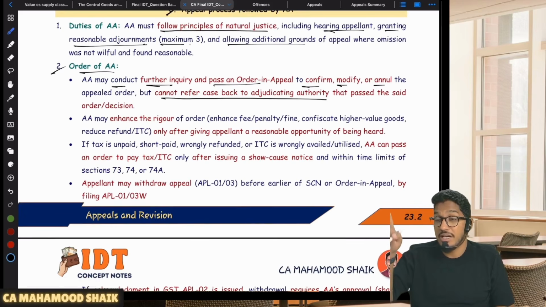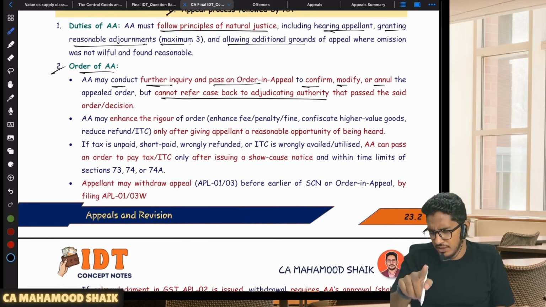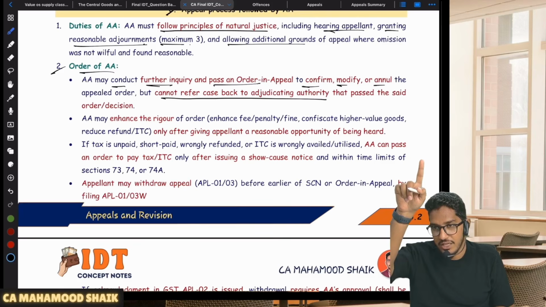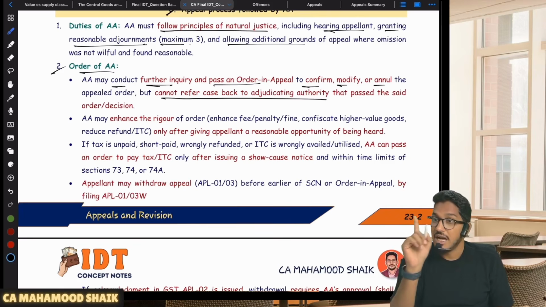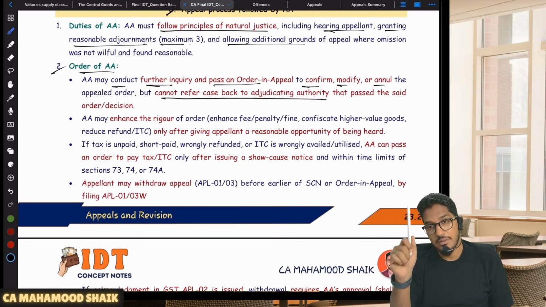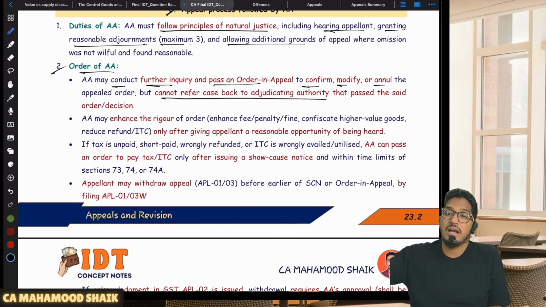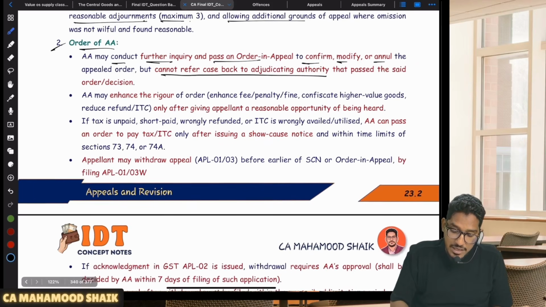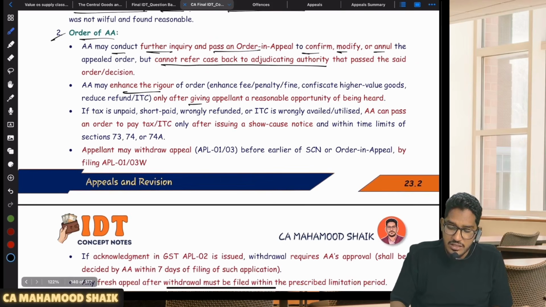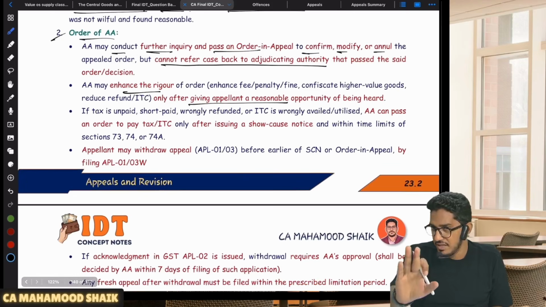Appellate authority can do this, appellate tribunal can do that. Appellate authority can't refer the case back to the adjudicating authority or revisional authority. Appellate tribunal can refer the matter back to the adjudicating authority or revisional authority. Appellate authority can't; they have to give an order. Appellate authority may enhance the rigor, but for doing it, they should give an opportunity of being heard. This also I have covered in the summary.